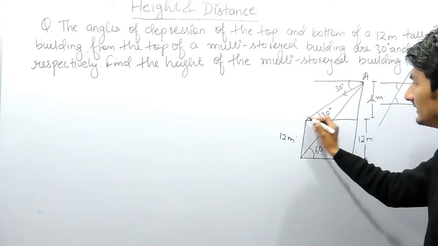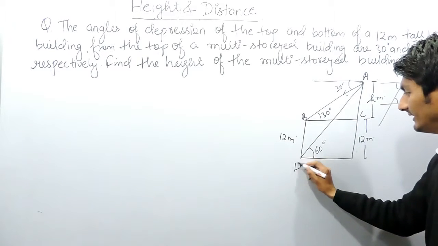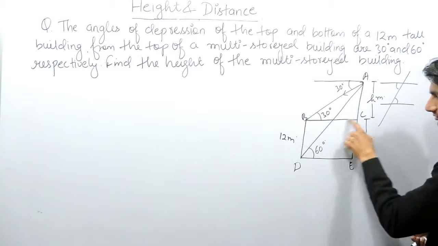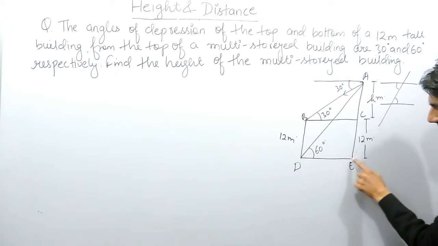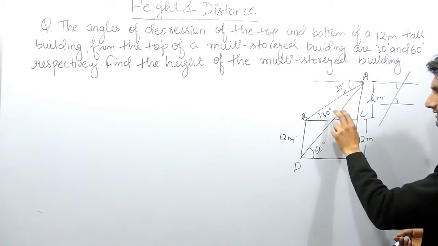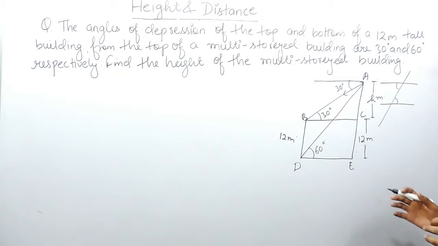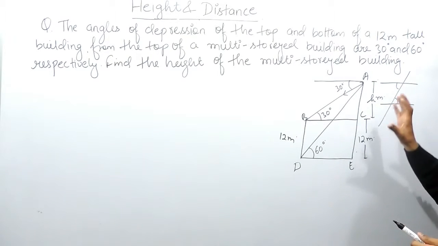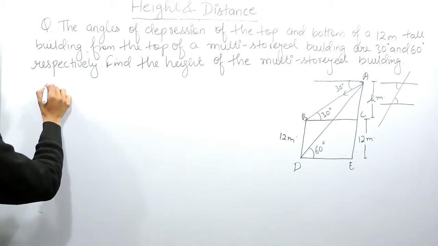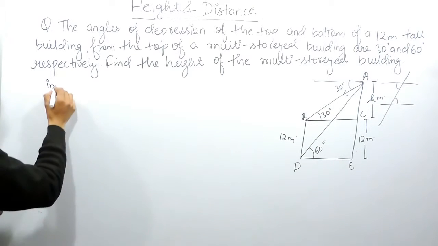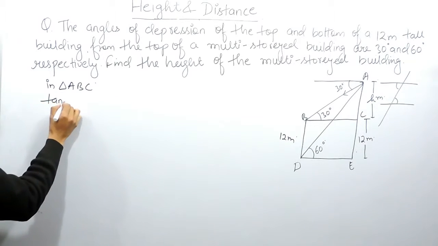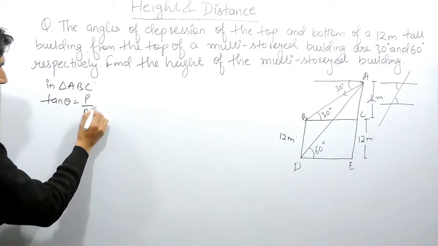Let me name these two triangles: ABC is the first triangle and ADE is the second triangle. The funda will remain the same: you have to find the ratio for tan theta in both triangles. Let's find the ratio for tan theta in the first triangle, ABC. Here, tan theta will be equal to perpendicular upon base.